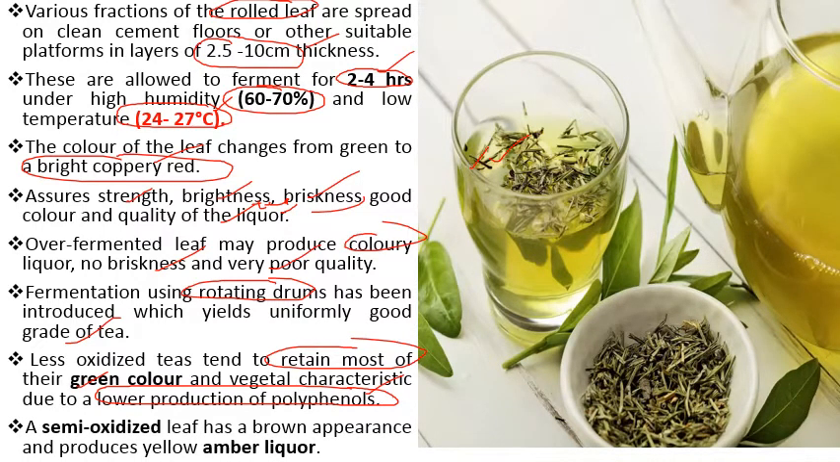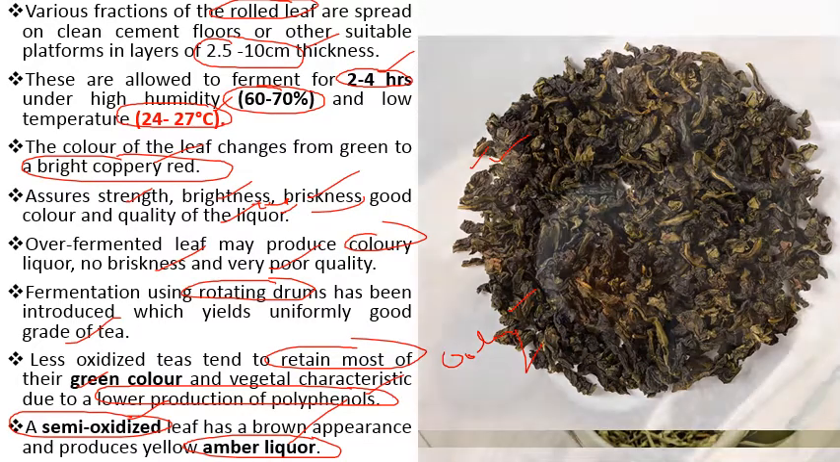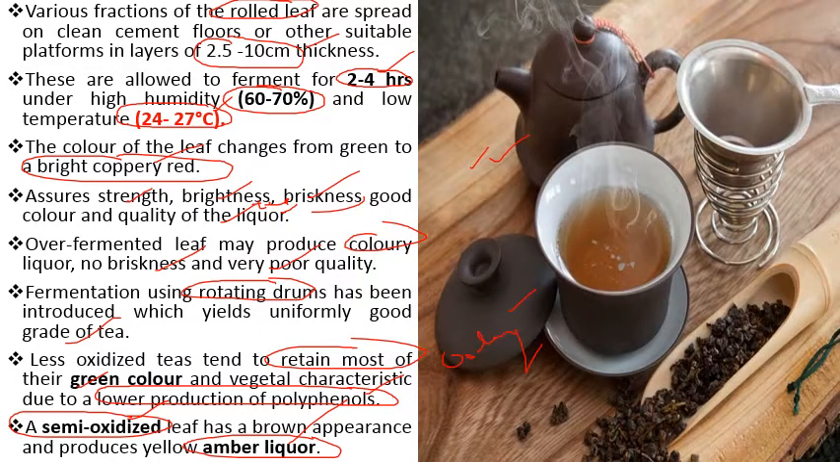A semi-oxidized leaf has brown appearance and produces yellow amber liquor. So जो semi-oxidized tea है, the best example is the Oolong tea. So इसमें भी जो color है that is amber color, yellow amber color, liquor color is produced by the semi-oxidized tea, which is the Oolong tea. This is the photograph of Oolong tea, which is semi-oxidized tea. This is the color after its preparation.